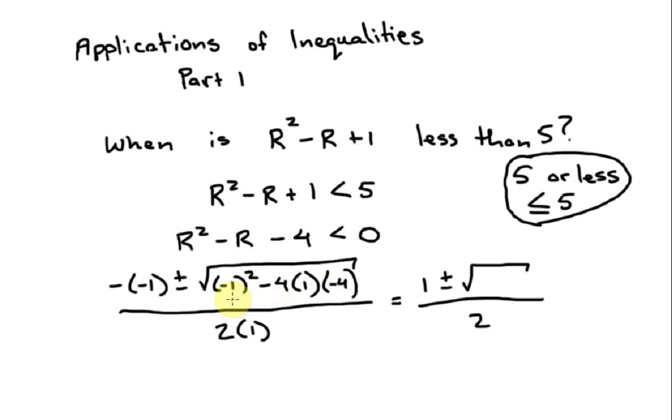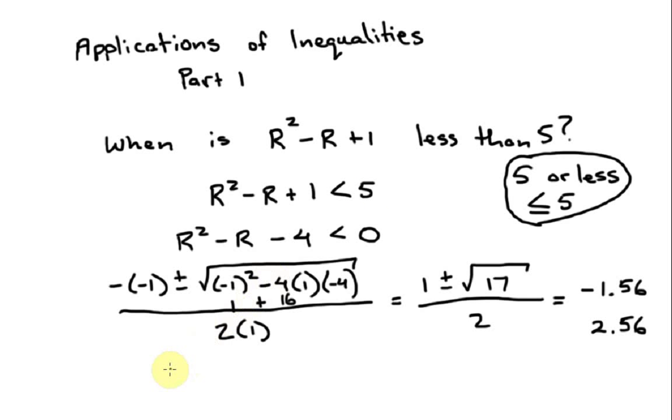Now let's get back to this guy. This would be 1. We got a double negative here, so that'll be plus 16. So it's looking like 17. And I'm going to go ahead and work out what that is on the calculator, get the decimals here. And we've got, on the one hand, negative 1.56, and on the other hand, we've got 2.56. So there's my two numbers where this whole business equals 5.